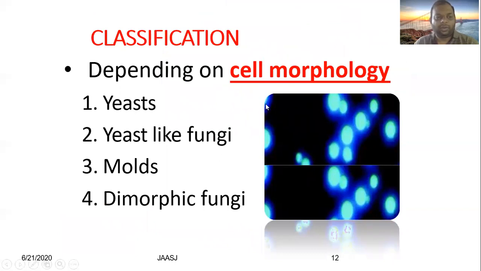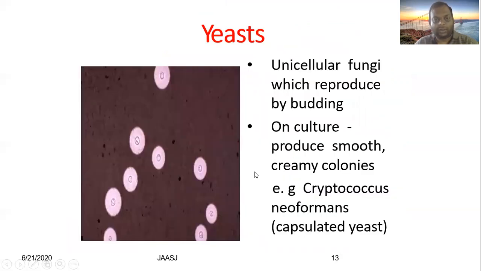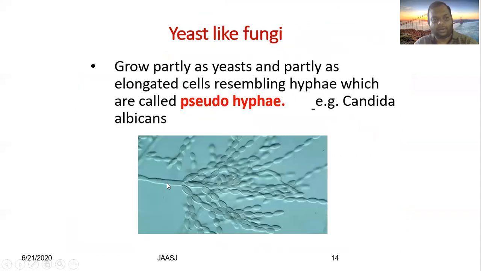Cell morphology, now we are familiar. Yeast, yeast-like fungi, molds, dimorphic fungi. Yeast is unicellular; Cryptococcus neoformans is a good example. Here it is a yeast-like fungus, not really yeast. It forms pseudohyphae; Candida albicans is one. You can see it's unicellular, the cellular components are there, but they are arranged like hyphae. But it's not a true hypha, it's a pseudohypha.